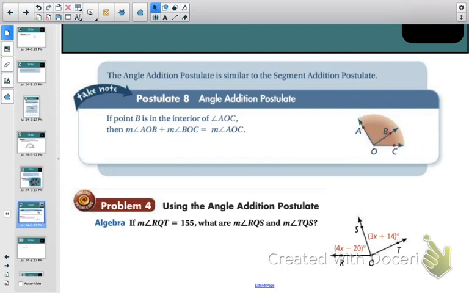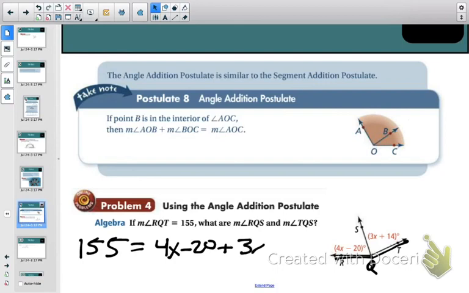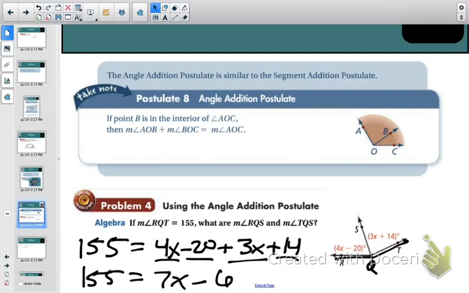Okay. So in this case, it says if the measure of angle RQT, that's a Q, T, oh whoops, T is this one, is 155, what is the measure of angle RQS and the measure of angle TQS? So we know the whole angle is 155. So I can just add these two together, 4x minus 20 plus 3x plus 14, and then solve that equation. So 155 equals, we can add these to get 7x, negative 20 plus 14 is negative 6, and then simplify from there. So we can add 6 to both sides.